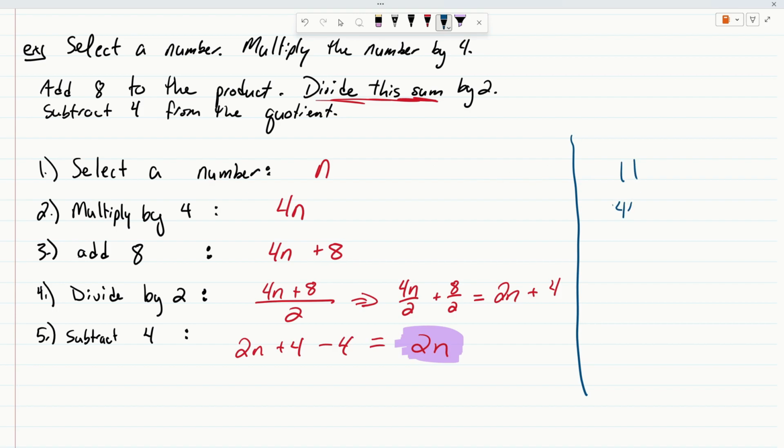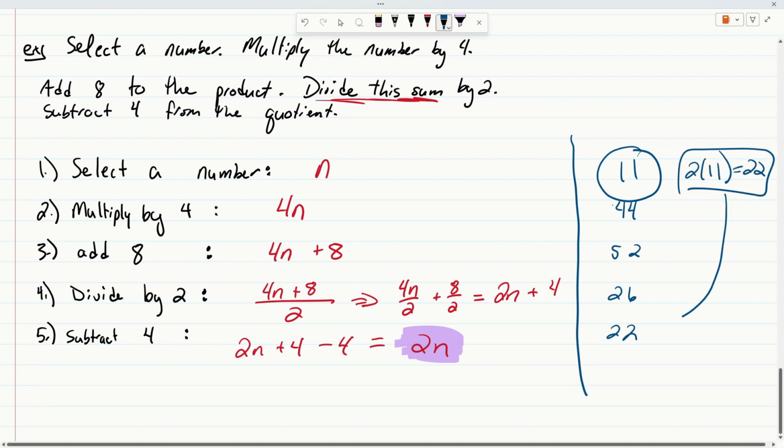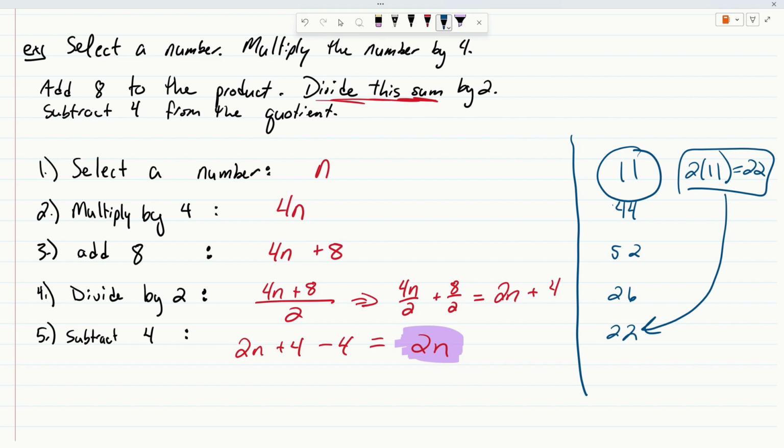Watch. Here's what we did in the previous example. We selected a number, 11. We multiplied it by 4. We added 8 to it. We divided it by 2. And then we subtracted 4. So if I would have just taken the number 11 and multiplied it by 2 at the very start, I would have gotten my end result. And this is what we try to do in math. I don't know if you remember, but all those times you were like, how do you simplify this? Always write fractions in simplest form. That's because we are trying to find the most efficient way to get to the answer.